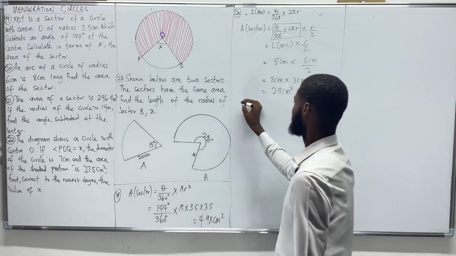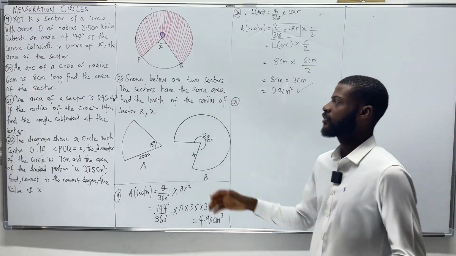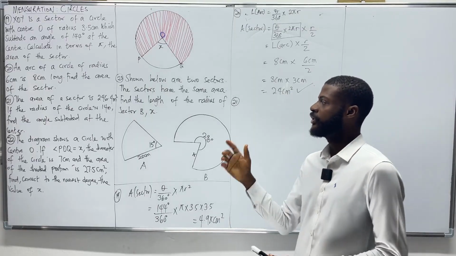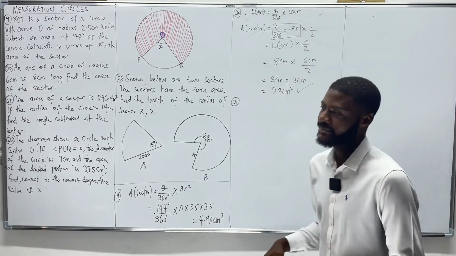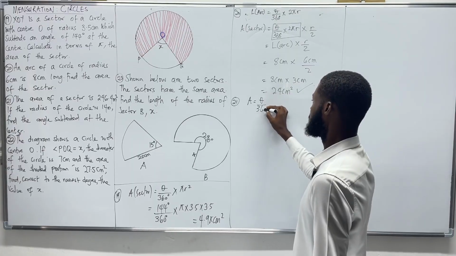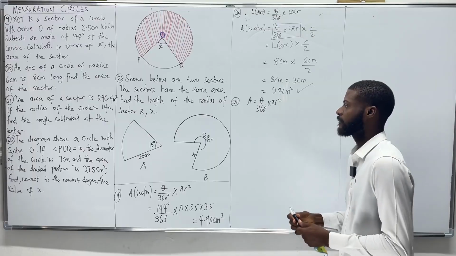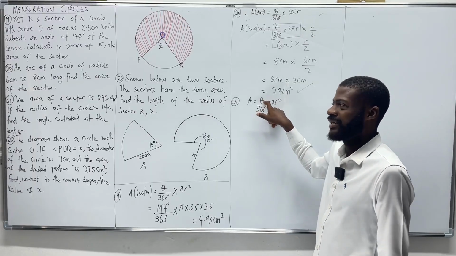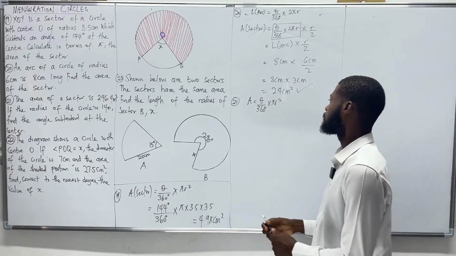Question 21. The area of a sector is being given to us. So they've helped us to get the area. The radius is also given to us. But the question is, what is the angle subtended? Now we know that area is theta over 360 degrees times pi r squared. I want to make theta the subject of the formula first.